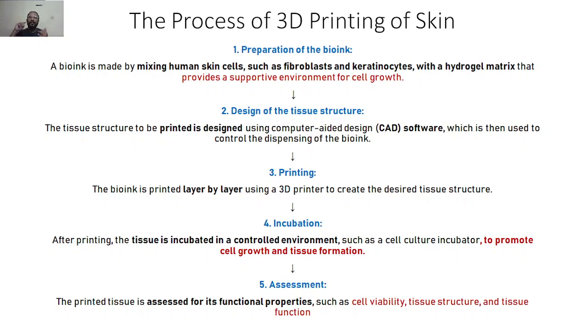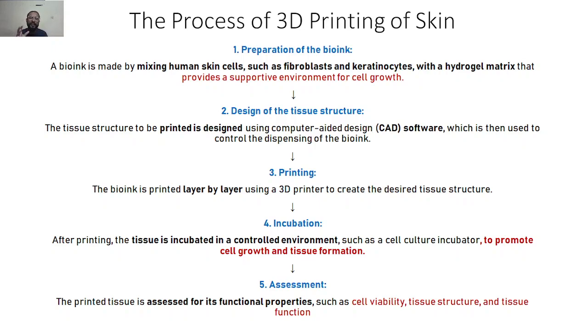Fibroblasts or keratinocytes. These are the components of the skin. So fibroblasts will be there, human skin cells will be there. What are those? Those are fibroblasts and keratinocytes. Along with these skin cells, we need to add hydrogel matrix, which will act as support. This hydrogel matrix provides the supportive environment for the cell growth.